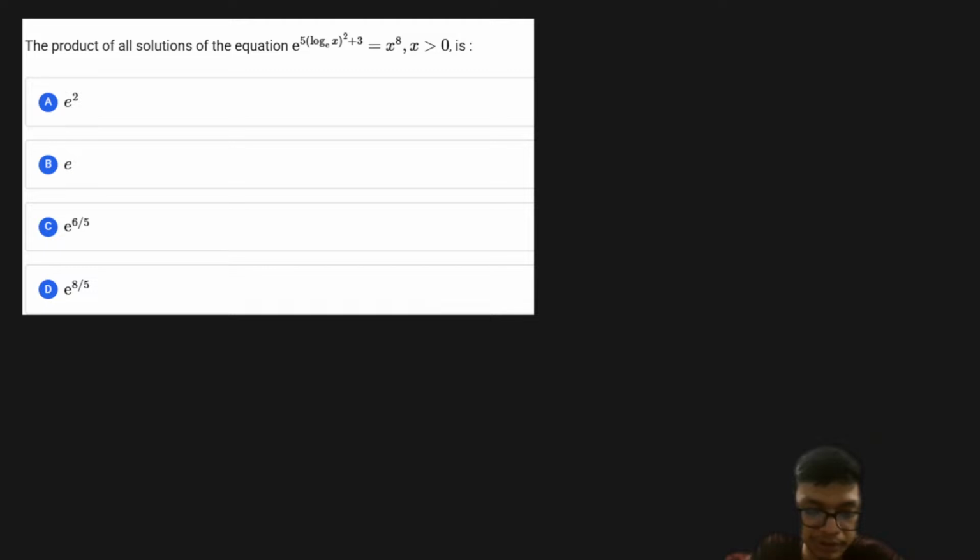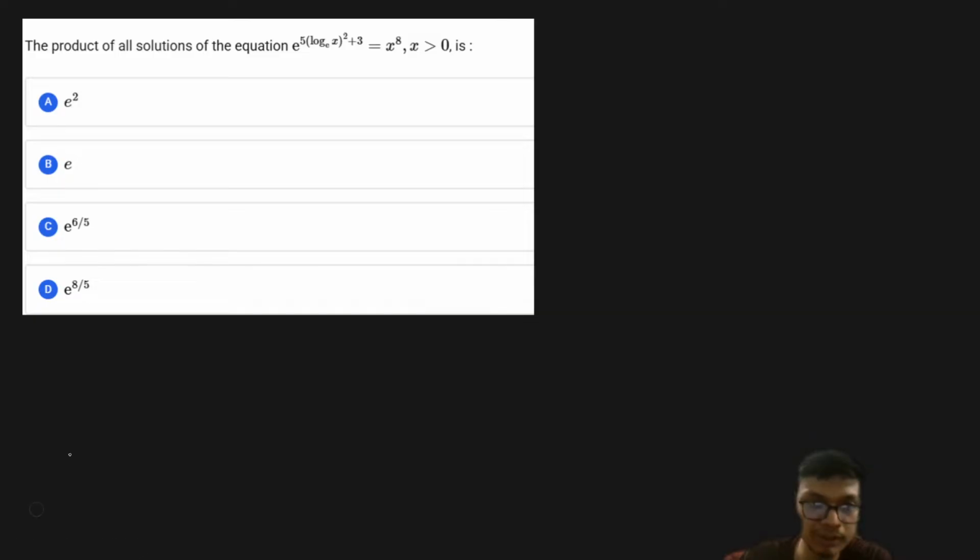Some of the equations that you are going to see will involve understanding the domain as well as the range, right? If you don't understand the domain and the range, sometimes the question might be deceptive to you, right? So let us try to see what this question will be talking about, right?